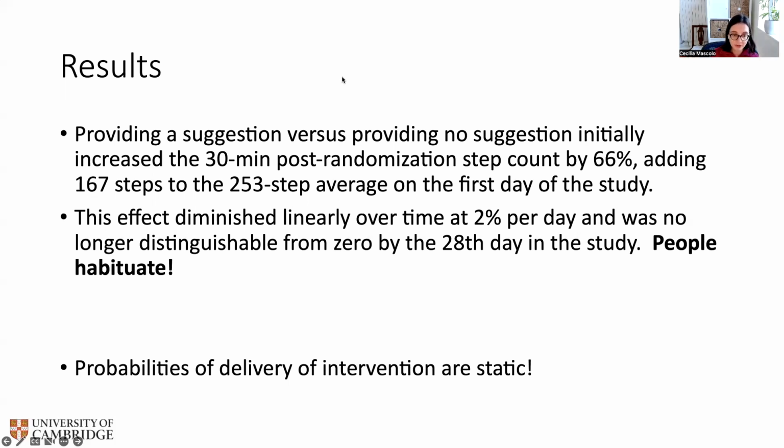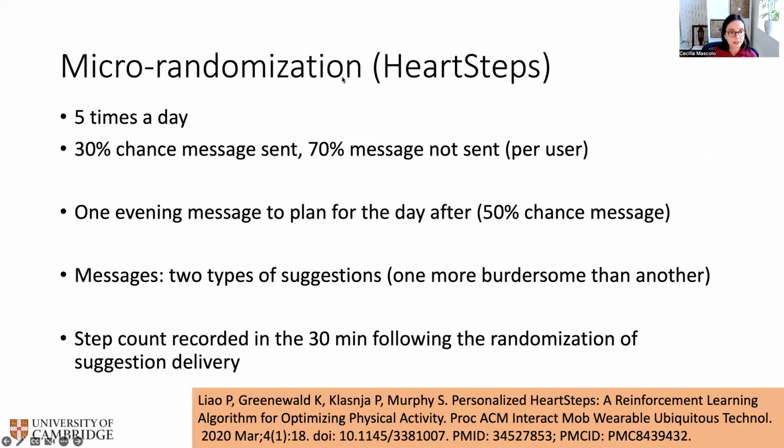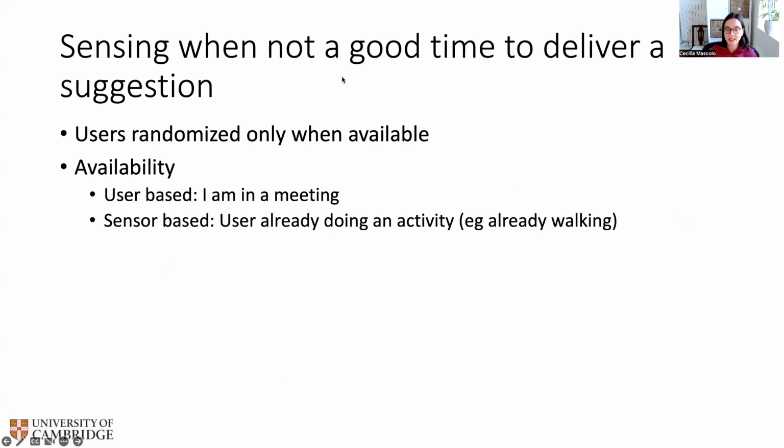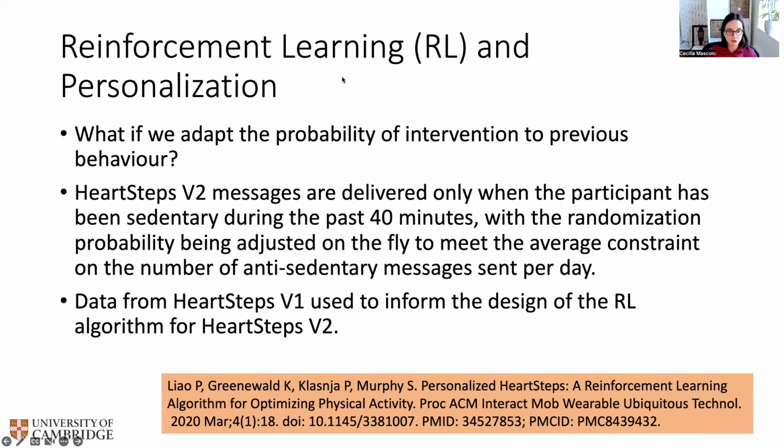So they tried to improve this by considering the fact that their way of sending messages was fairly static. It didn't depend on anything else but the time of day, this time of day and the probability of sending or not sending a message. And they didn't consider the previous history of the user, how the users had behaved in the days before. And they thought they should change this.